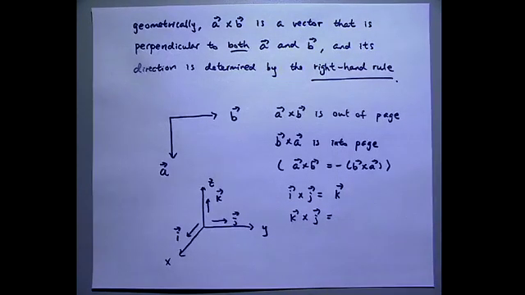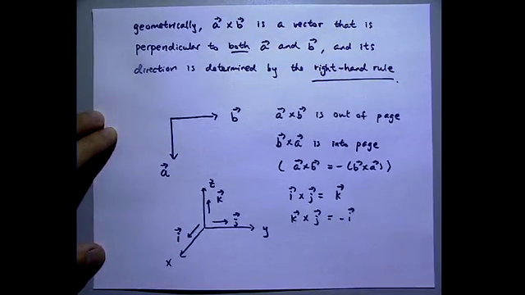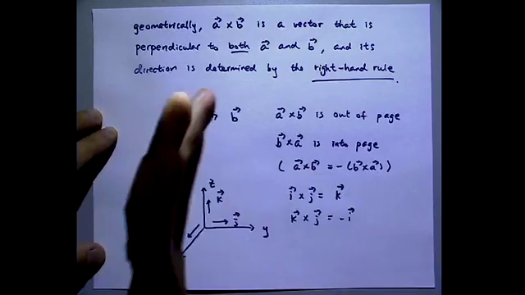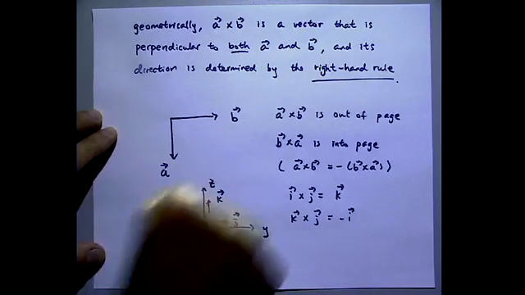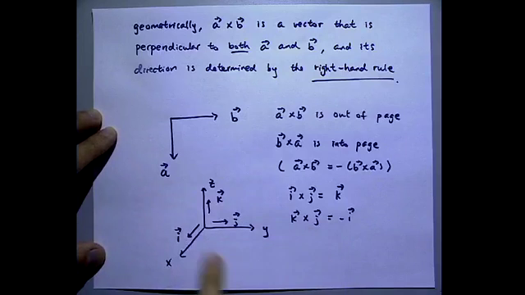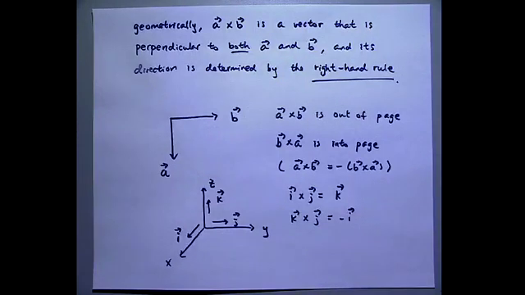Try this on your own and find out what k cross j is. Use your right hand. And what do you get? Negative i. Excellent. Right? For k cross j, we have to twist our hand around. And j, k swept into j, points into the page. In this case, i is coming out at us, so going into the page is in the opposite direction of i.